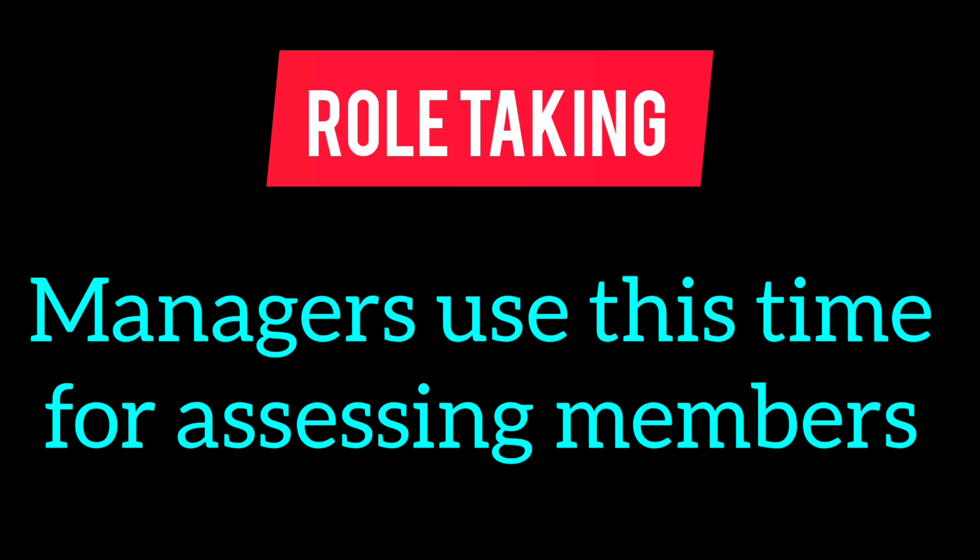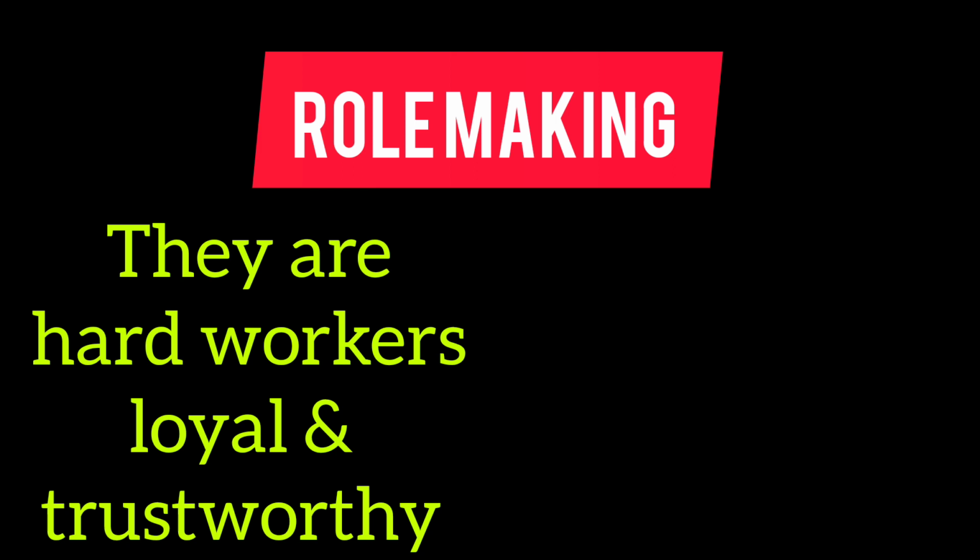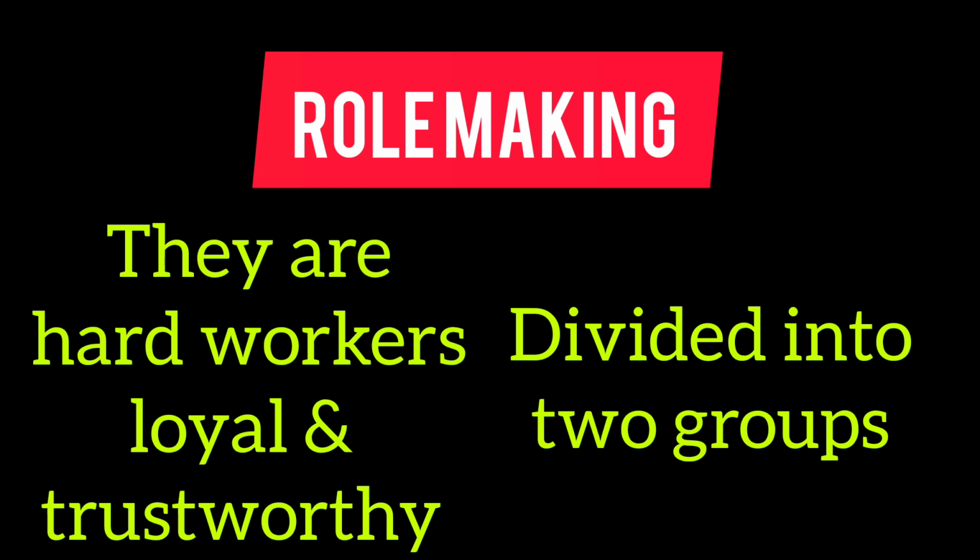And now going to the second stage, that is the role making stage. At this stage, new members begin to work on projects, and they will work hard, be loyal and prove trustworthy. So managers divide them into subgroups. One is the in-group and the other is the out-group, because role making stage is basically an informal and unstructured negotiation on work related factors that takes place between the leader and the members or followers.